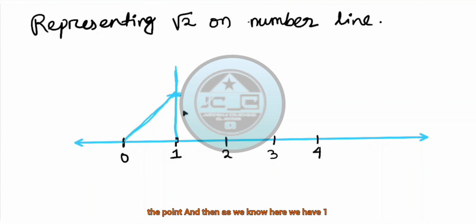And then as we know, here we have 1 unit, here we have 1 unit, and also here we have 1 unit, and this is the 90-degree angle.